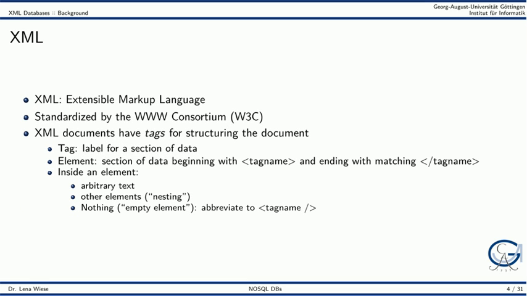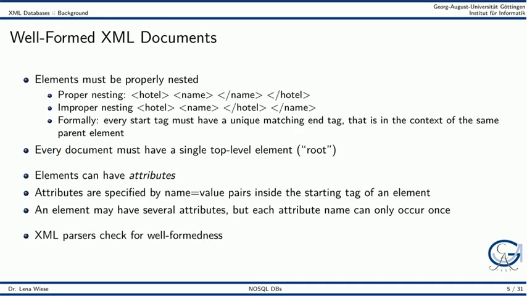XML is the extensible markup language standardized by the W3C. XML is structured by tags. A tag is a label for a section of data. An element is such a section of data. It begins with an opening tag name and ends with a matching ending tag name. Inside an element there may be arbitrary text or other nested elements, or it might be an empty element.